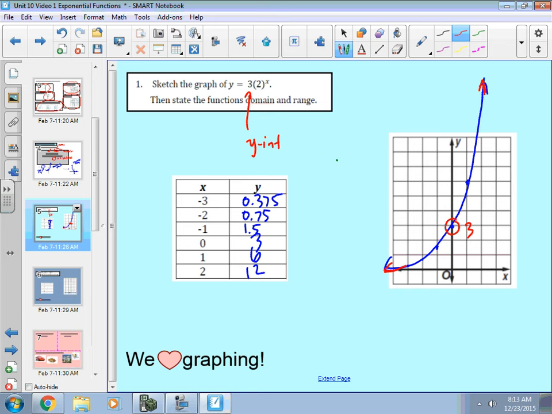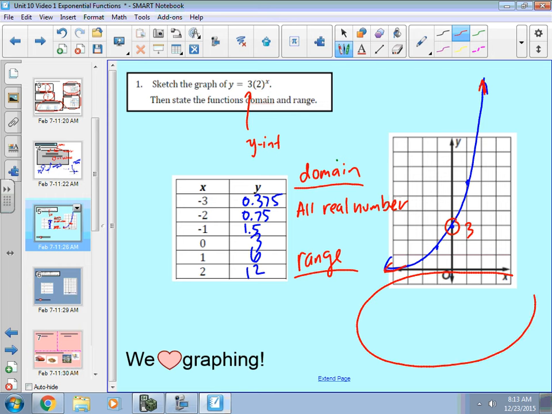The other thing they want us to do is state the domain and range on this one. Domain would be all real numbers. We could put any number in for x and get a result. Our range, okay, if we look at our graph, it's never going to come down in this negative part. So our range would be that y is always going to be bigger than 0. It won't ever equal 0. It's always going to be a positive number.